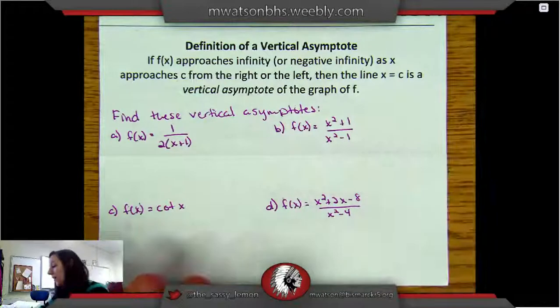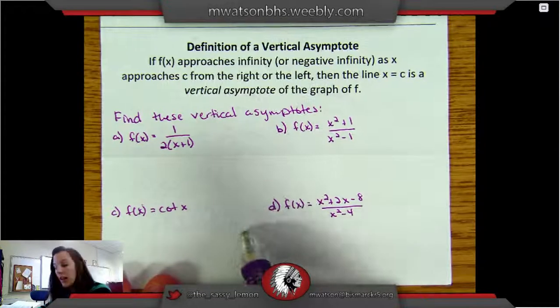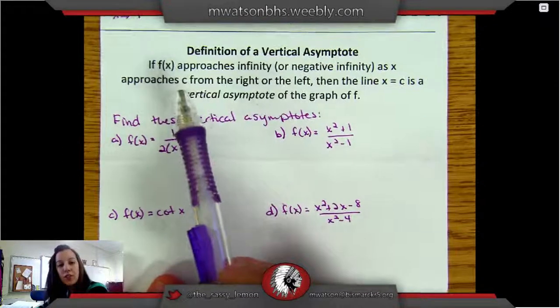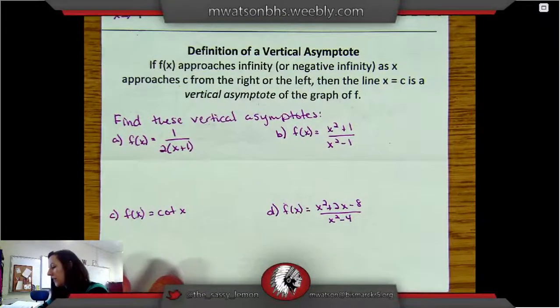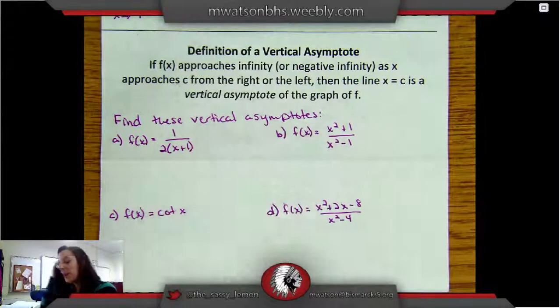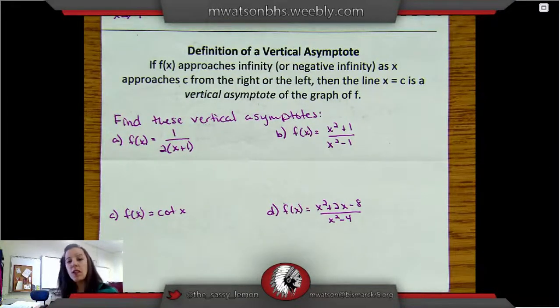All right, so you might want to pause the video and go ahead and write these 4 examples in your foldable. And now we're going to talk about the definition of a vertical asymptote. I gave you the layman's terms on the back for your words worth knowing, but this is the mathematically precise definition. So if f of x, your function, approaches infinity or negative infinity as x approaches c from the right or the left, then the line x equals c is a vertical asymptote of the graph of f.